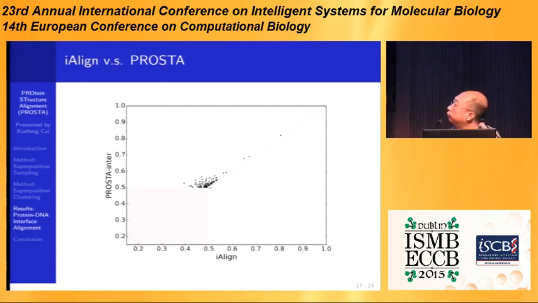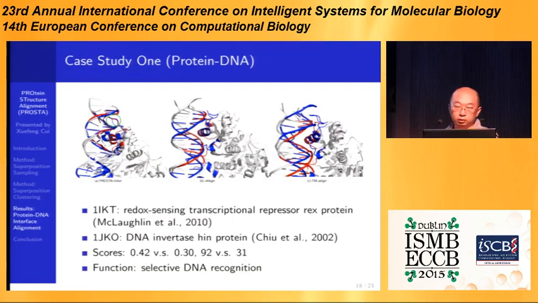Actually, there are 483 cases where one of the 3 tested methods reported a TM score higher than 0.5, and PROSTA discovered 482 of them. That means we only missed one of them. But iAlign missed more than 100 of them. So this is a significant improvement.